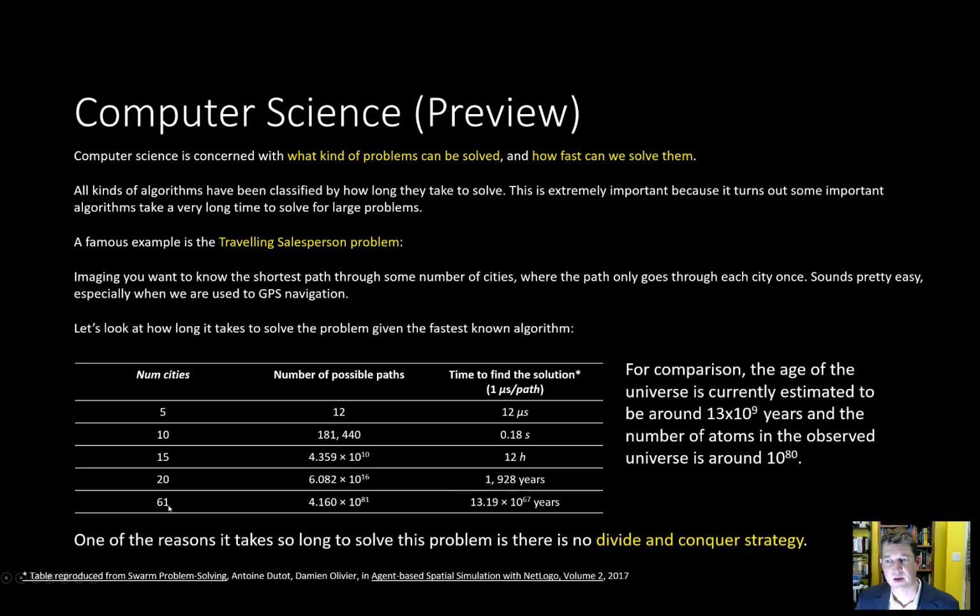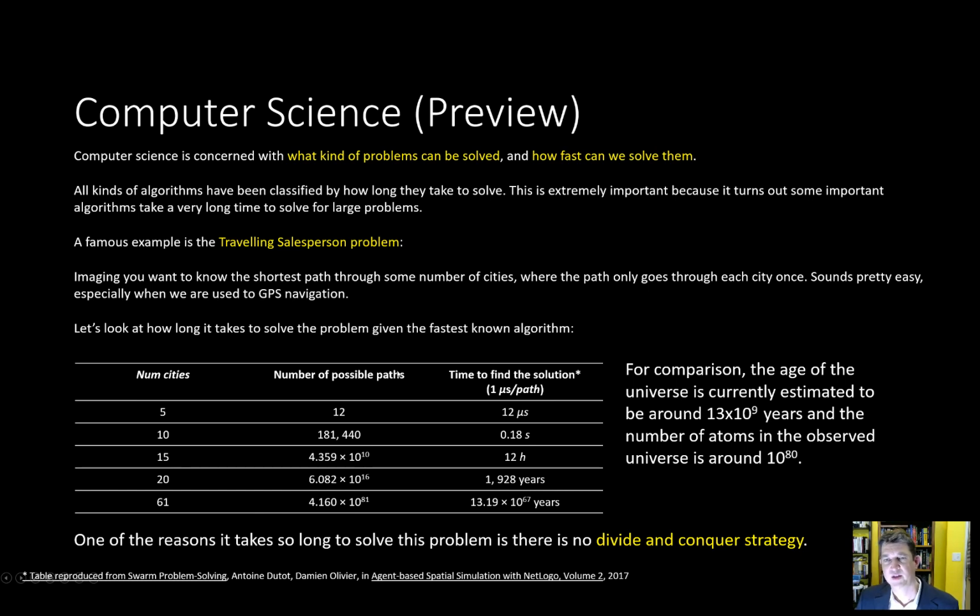And then with 61 cities, still not a very big problem, it's going to take far, far longer than the age of the universe to solve this problem. So the reason that Google Maps and Apple Maps can solve these kinds of problems is they use heuristics. They use estimates. They cannot guarantee to find the shortest path because it's been proved this is how long it would take to guarantee finding the shortest path.